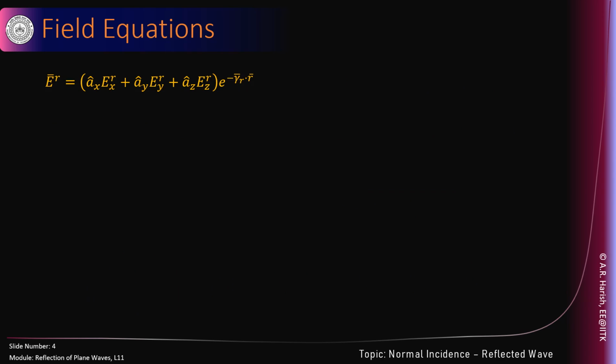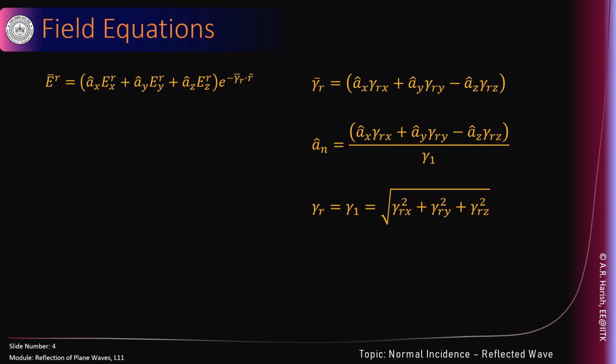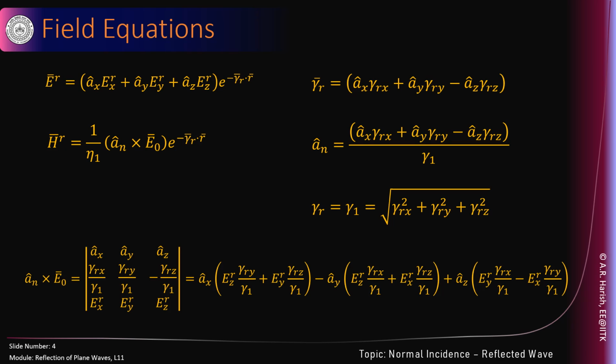In fact, the magnetic field equation for the reflected wave. The reflected wave electric field is ER. Gamma r is known to us. An cap is known to us, and gamma r is equal to gamma 1. This is also known to us in terms of gamma rx, gamma ry, gamma rz. The magnetic field of the reflected wave is 1 upon eta 1, because it is in region 1, an cap cross E naught, and An cap is known, E naught is known, so we can take the cross product of it. The only difference you will see is wherever gamma rz is there, it would pick an additional minus sign. Otherwise, the equation will be very similar to that we saw in the previous one. Pause, ensure that this is indeed correct.